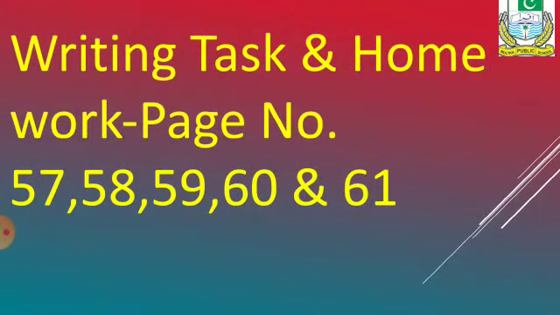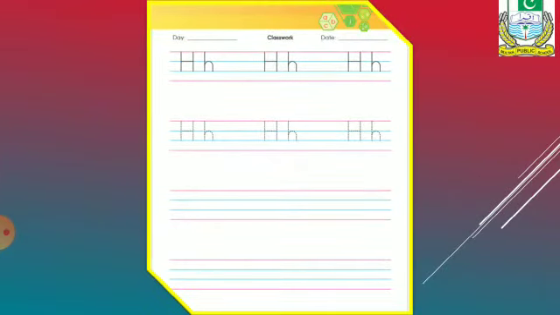Now we are going to do writing task and homework. Let's see what we are doing in our writing task and homework this week. Here we are on our writing task page. Day is mentioned and date is mentioned. We're going to put in day and date, and this is capital letter H and small letter sound H. You're going to first trace capital letter H and small letter sound, and then you're going to do self writing practice of capital letter H and small letter sound.